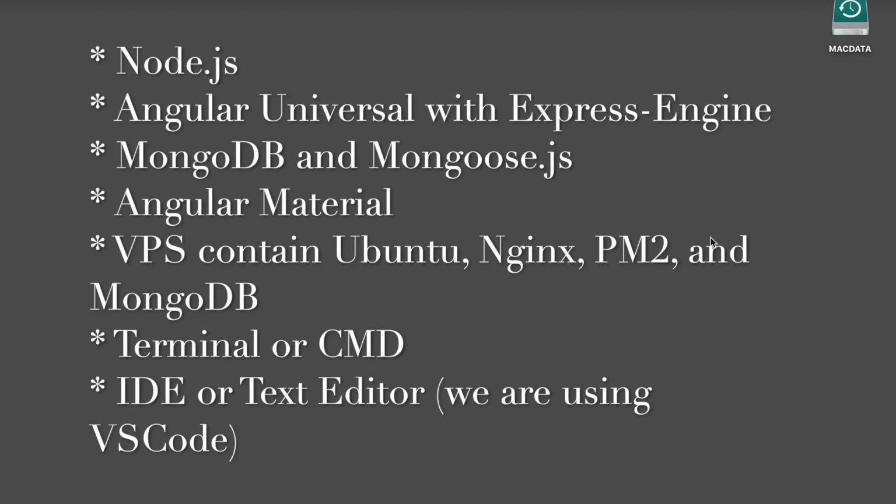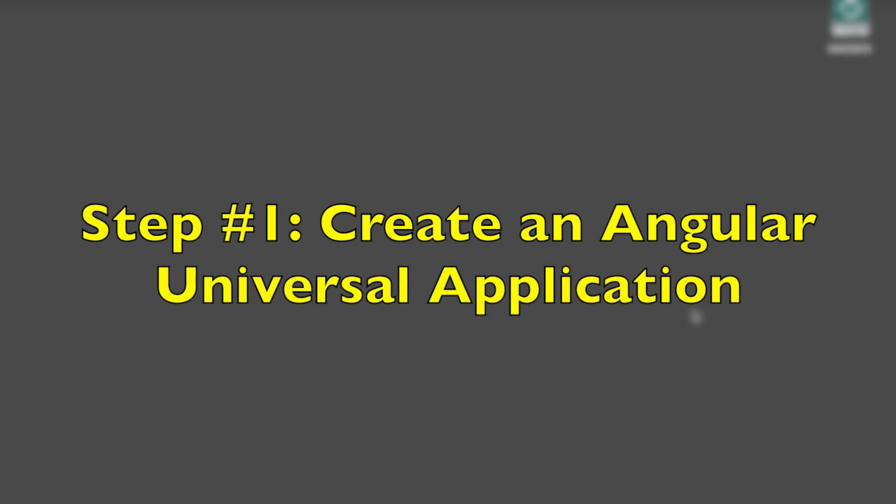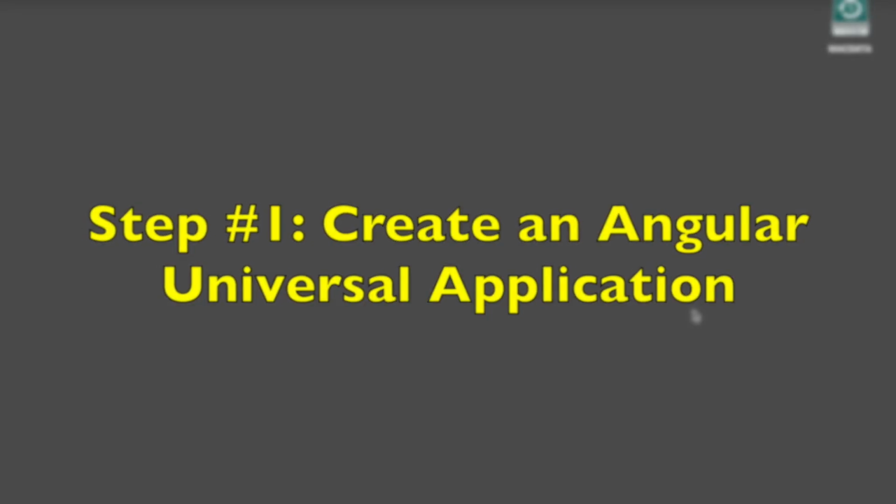VPS containing Ubuntu, Nginx, PM2, and MongoDB. Terminal or CMD, IDE or text editor. We are using VS Code. Let's get started with the main steps. Step number 1. Create an Angular Universal application.